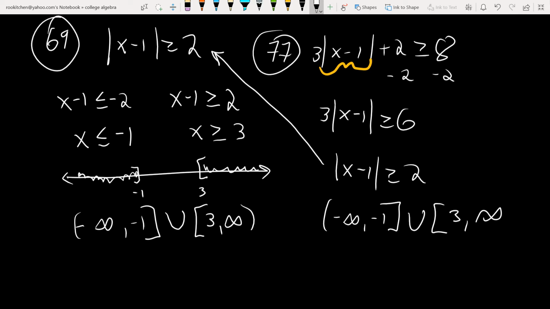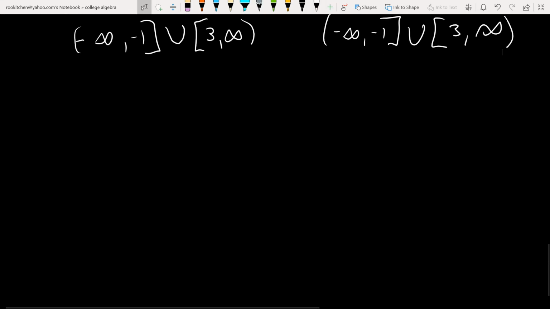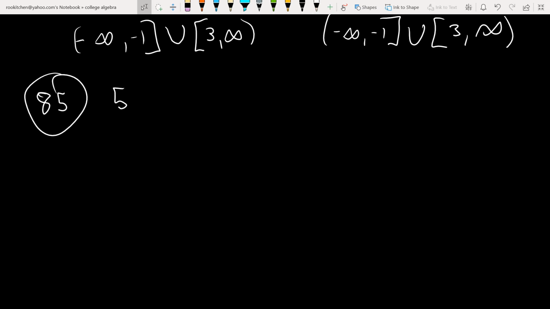I'm sorry, that example was a bit silly because it ended up with the same. So let's do one more. Number 85. This one looks kind of kooky, but it's not. It's just written backwards. So if you read it, it's 5 greater than the absolute value of 4 minus x. If you read it in reverse, it's the absolute value of 4 minus x less than 5.